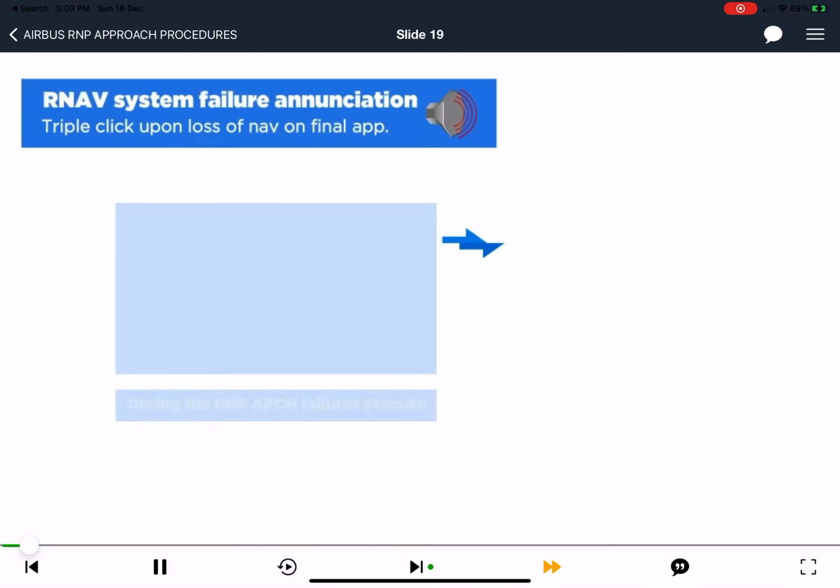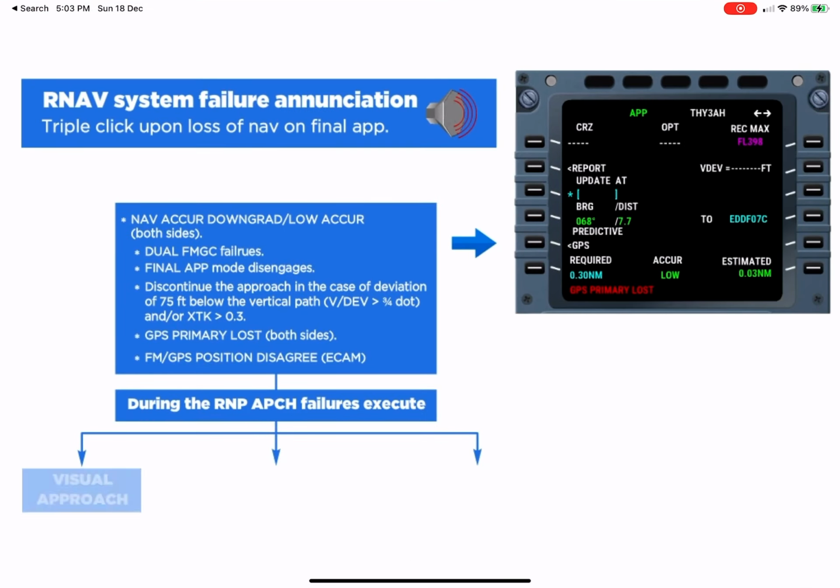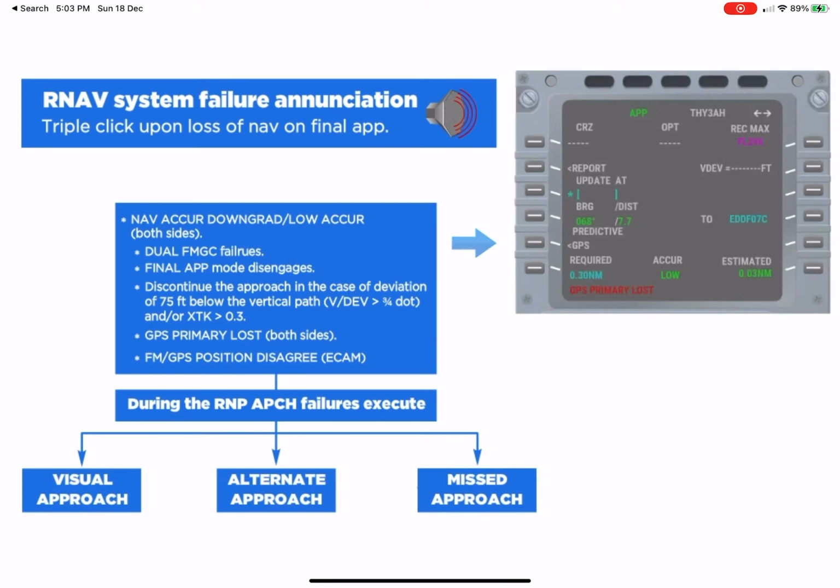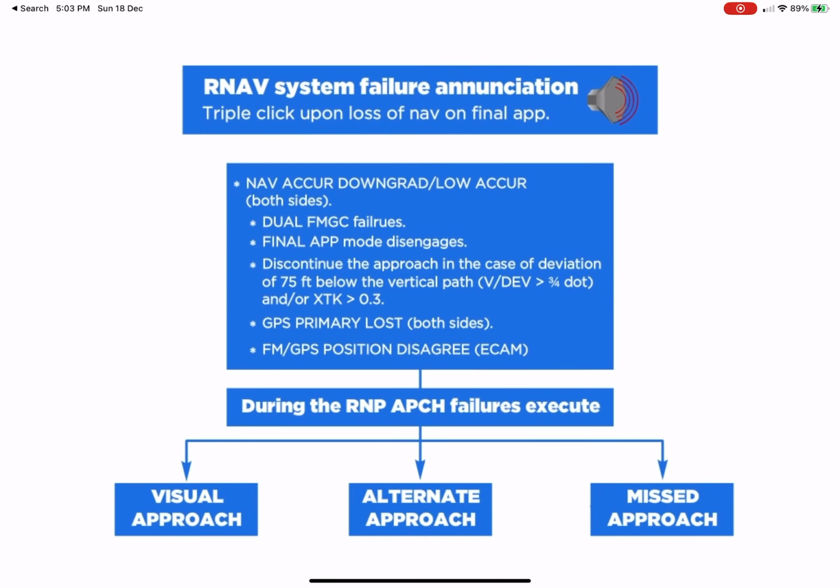Triple click upon loss of NAV on final app. NAV ACCUR DOWNGRADE, both sides. Dual FMGC failures: final app mode disengages. Discontinue the approach in the case of deviation of 75 feet below the vertical path, VDEV greater than 3/4 dot, and/or cross-track deviation greater than 0.3. GPS PRIMARY LOST, both sides. FM/GPS POS DISAGREE, ECAM. FM/IR POS DISAGREE, ECAM. Check IRS 1, 2, 3, FM position.